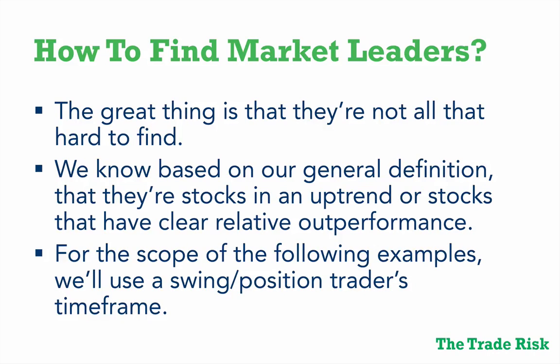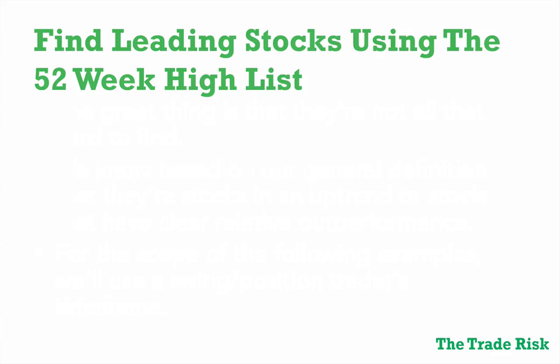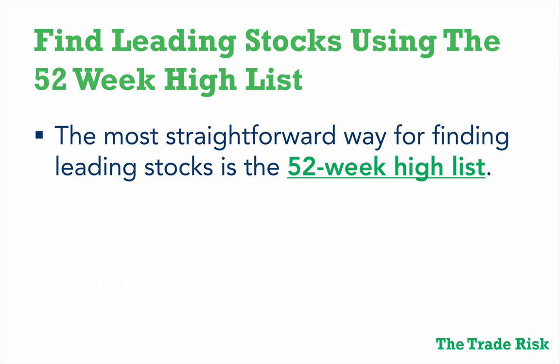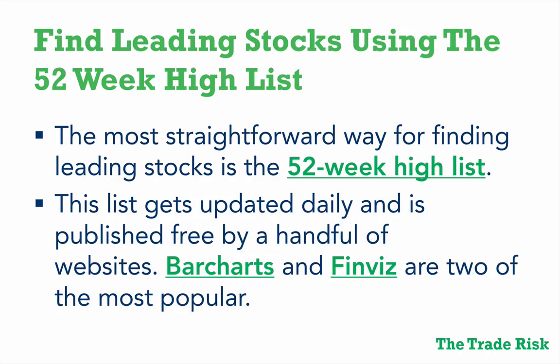All of the methods we're going to talk about here are based on a swing or position trader's time frame, and you can adjust accordingly depending on how you approach the market. Our first way to find leading stocks is using the 52-week high list. This is the most straightforward way to find leading stocks, and it's published by a handful of different websites. The two most popular are Barchart and FinViz.